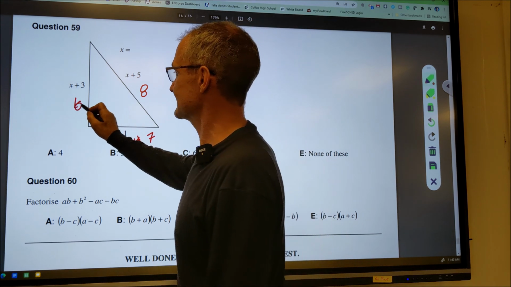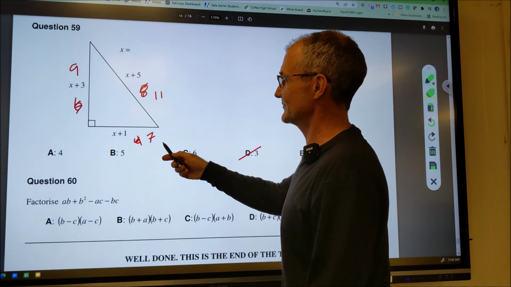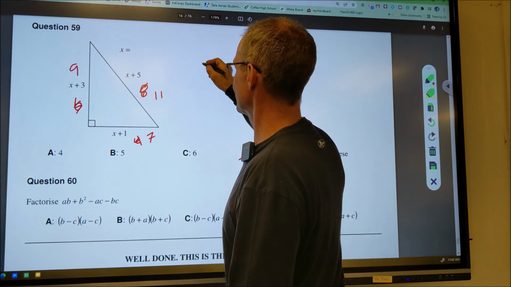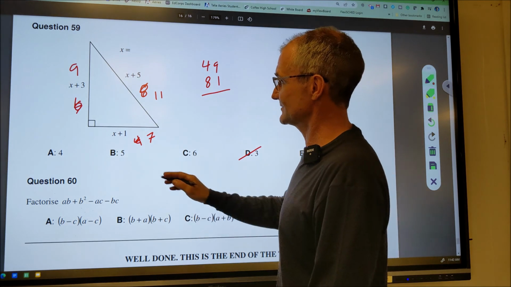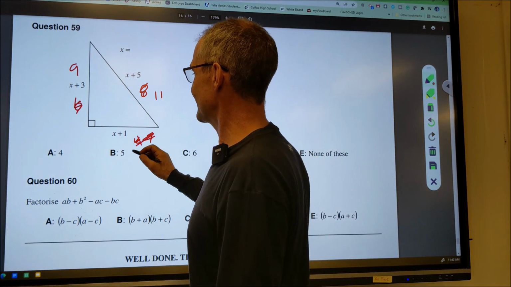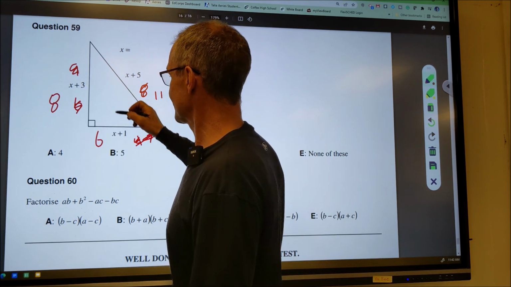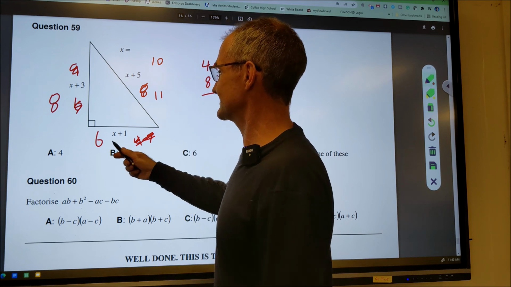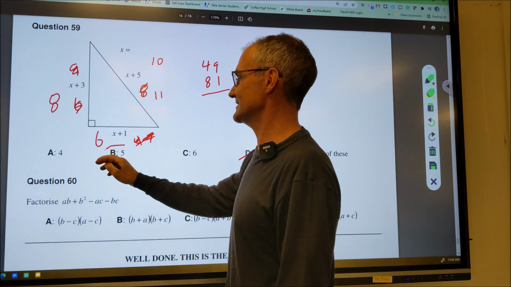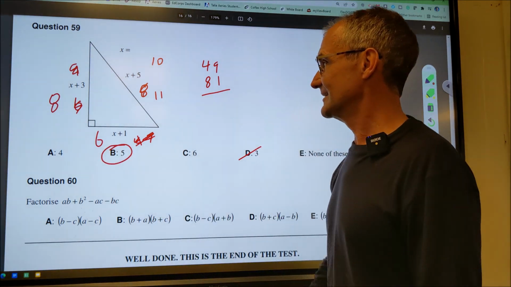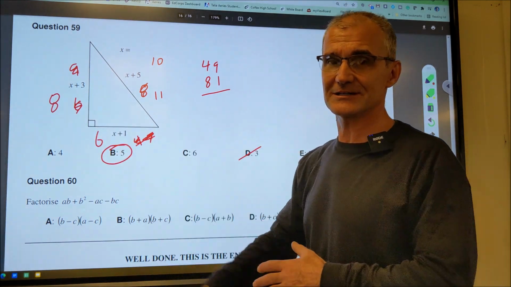Now I'm going to plug in that 6. 7 squared plus 9 squared should equal 11 squared. 49 and 81. That does not equal 121. I'll try the 5. So now I'm going to plug a 5 in here to get 6 plus 8 should equal 10. And I notice that's a 3-4-5 triangle. 36 plus 64 equals 100. So I can see that is my correct answer there. I could do a whole quadratic, x plus 1 squared plus x plus 3 squared, but that's going to take a lot of time.